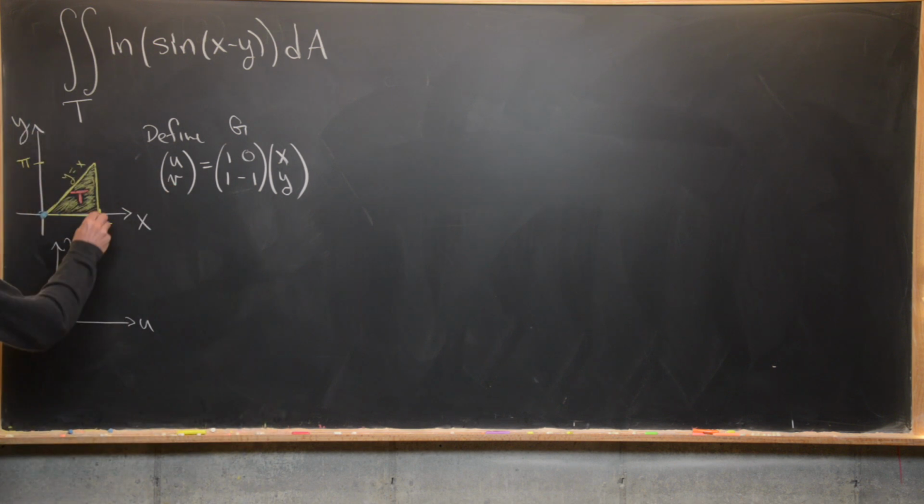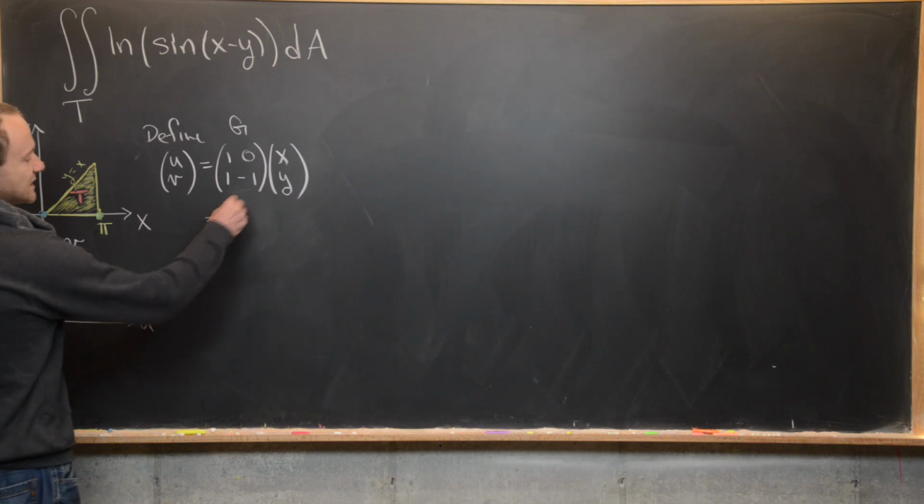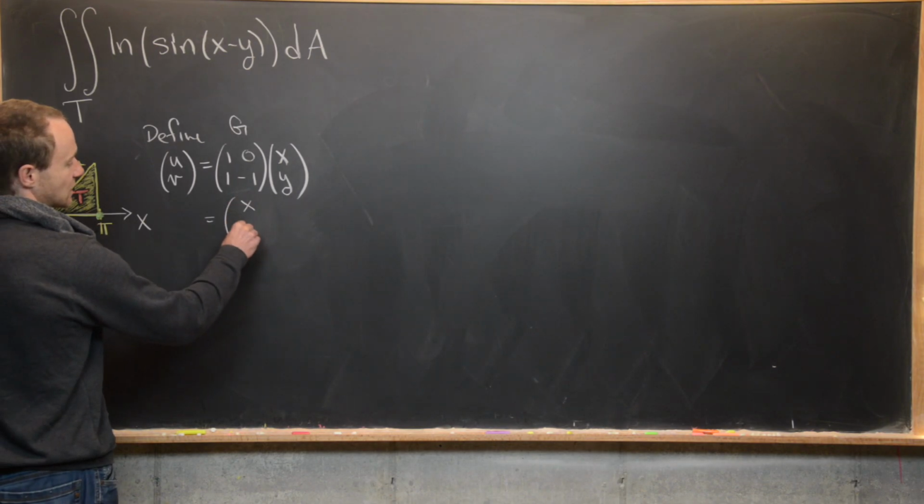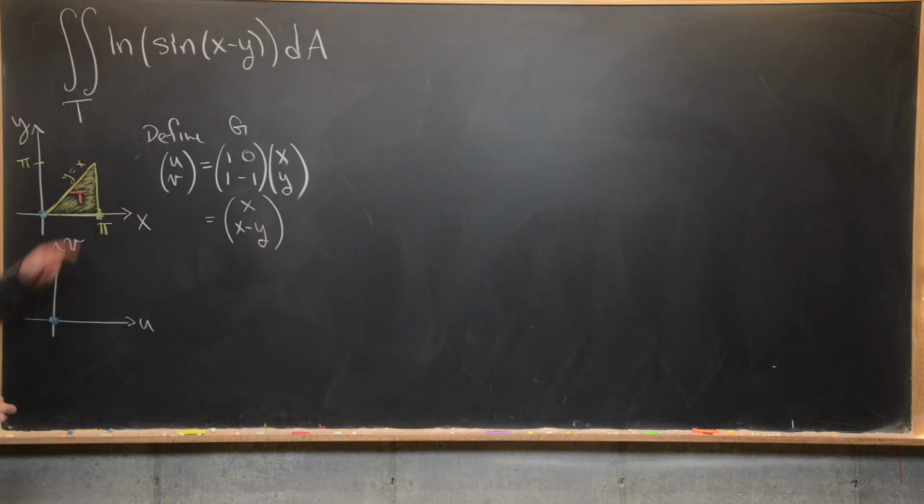Now let's see what happens to this point right here, which is x equals pi and y equals 0. So notice if x equals pi and y equals 0, well, let's multiply this out so maybe it's a little bit more clear. That's going to go to the point pi, pi. So I'll go ahead and add that to my UV plane. So here's my point pi, pi, so that's in green. This point gets mapped to this point.